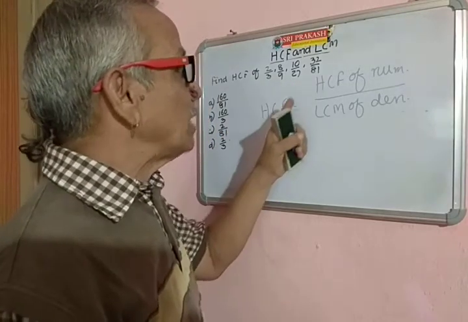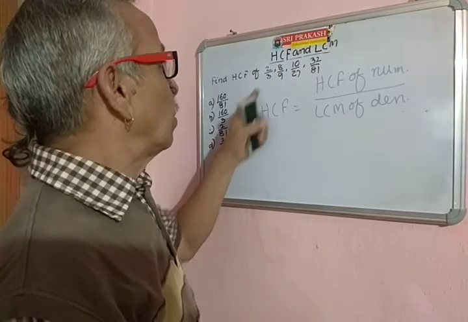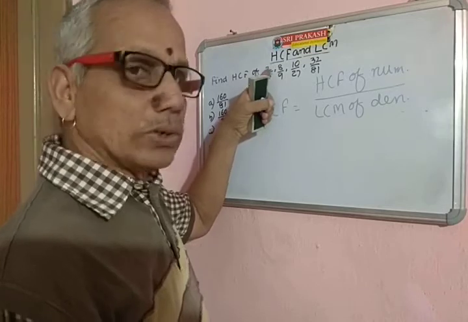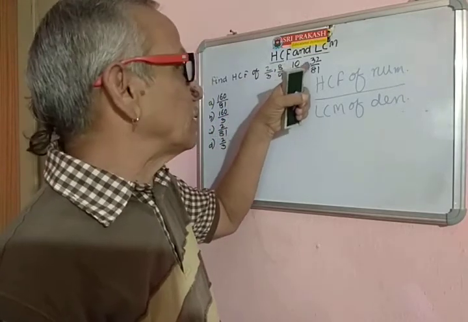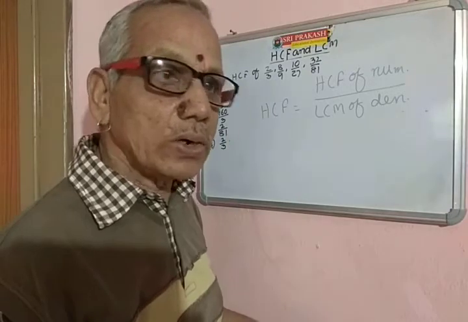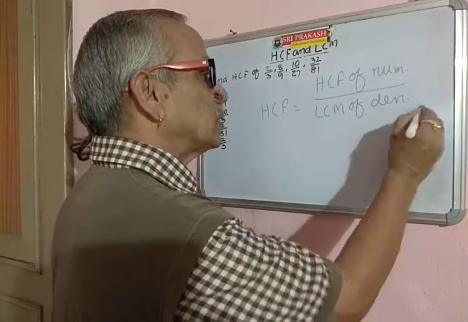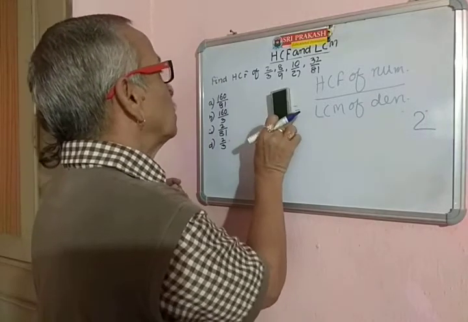Clear? What is the HCF of numerators? See, 2. 8 is also divisible by 2, 10 is also divisible by 2, and 32 is also divisible by 2. So your HCF will be 2. Let us keep it here.